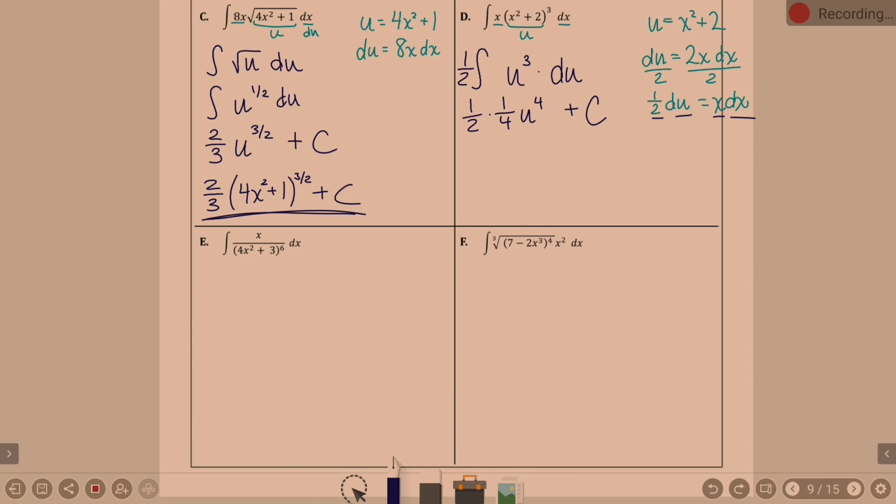Clean it up and put x back in. Can we do that all at the same time? Yep. All we're cleaning up is 1/2 times 1/4. Wait. 1/2 times 1/4 is 1/8. U to the 4th: 1/8 times x squared plus 2 to the 4th plus C. Yes. Oh my gosh, I did that myself.